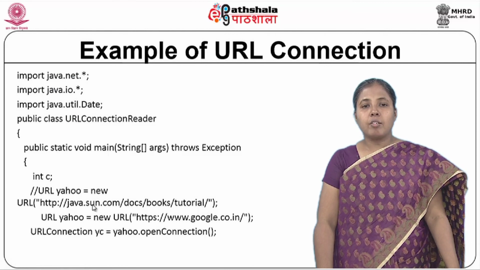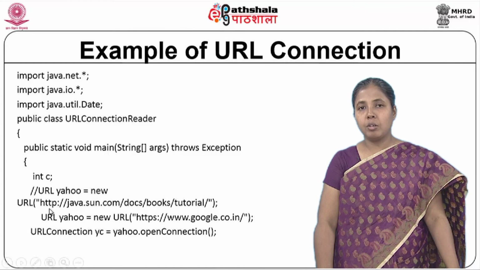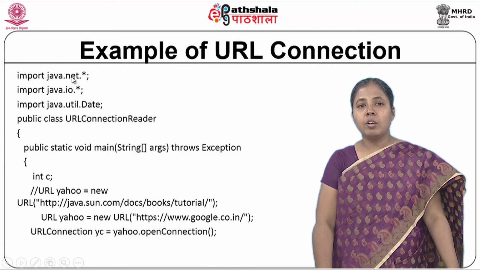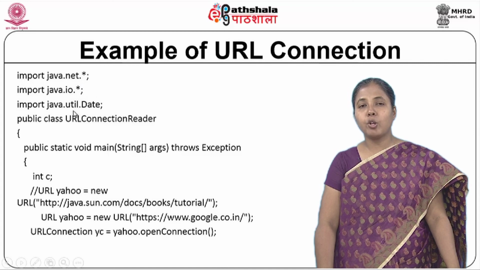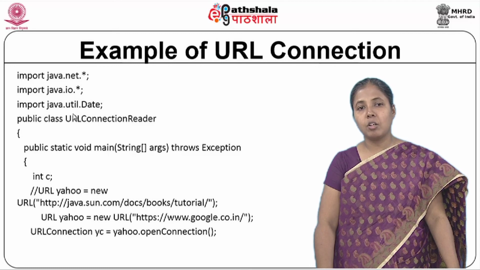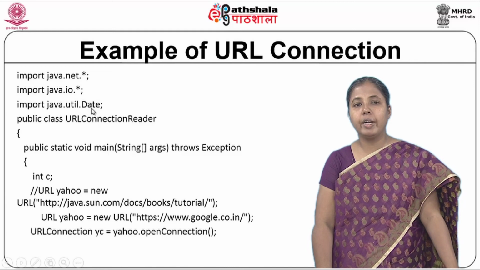Now, this is an example for testing the other methods that we have seen in the previous slides in the URLConnection class. Here you can see that you import the net package, you import the IO package and you are also going to make use of the date classes. Why? Because you have getDate and getLastModified methods that are specified in the URLConnection class. So, also import the package called java.util.Date.